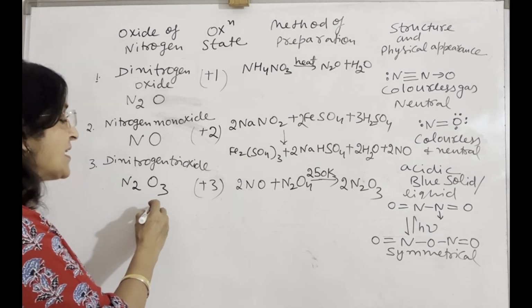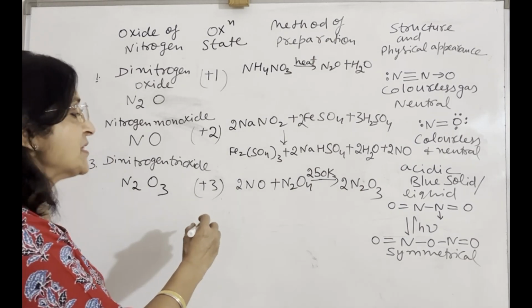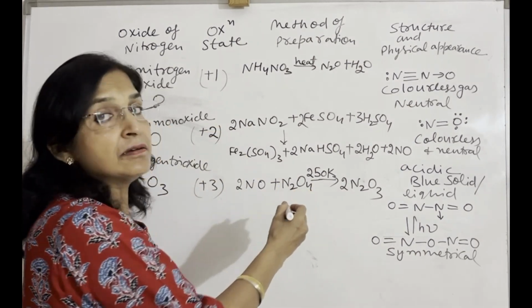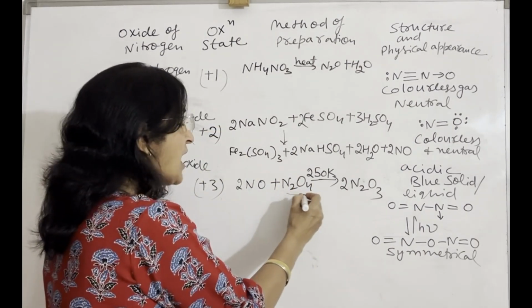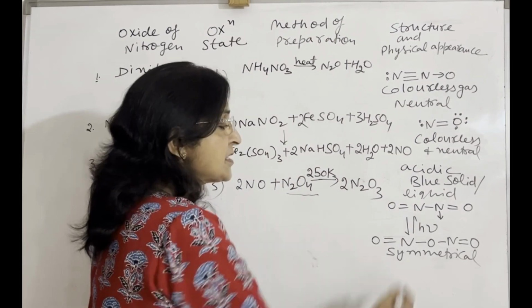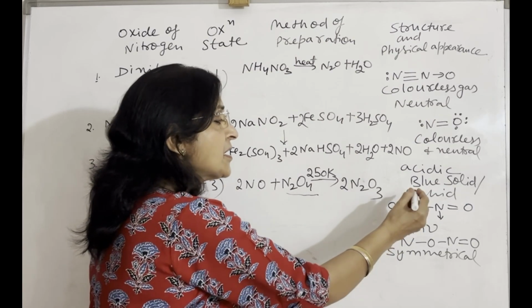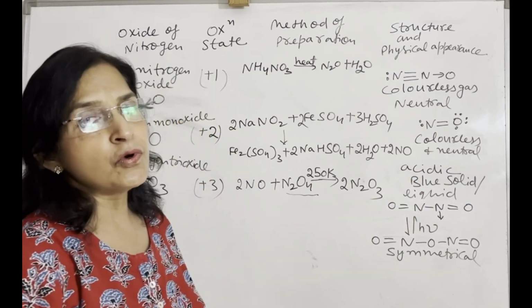Third oxide is dinitrogen trioxide, oxidation state +3. This is prepared by the reaction of nitrogen monoxide and nitrogen dioxide. This is the dimer of nitrogen dioxide. This is the structure of dinitrogen trioxide. It is acidic in behavior and it occurs as a blue colored solid or blue colored liquid.